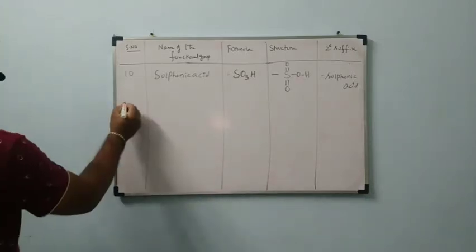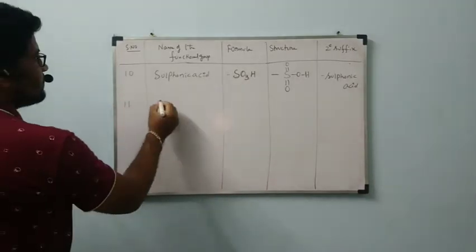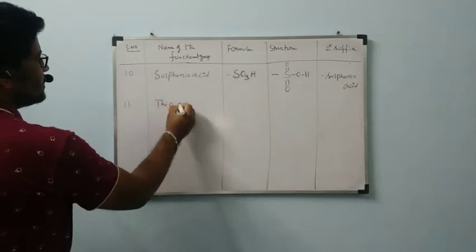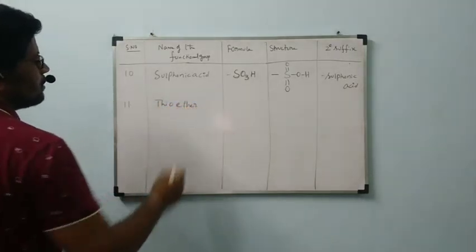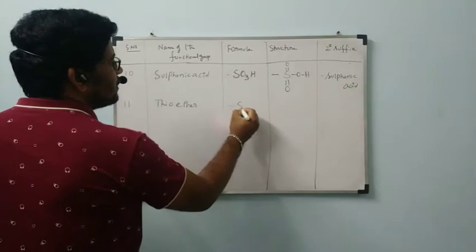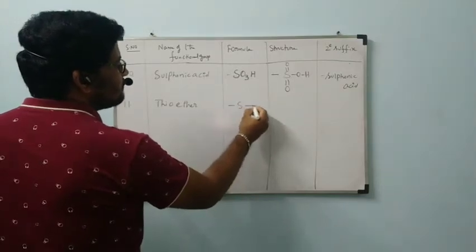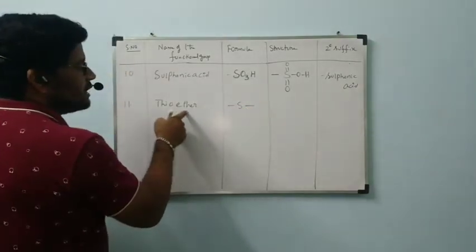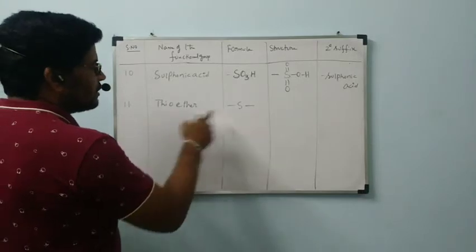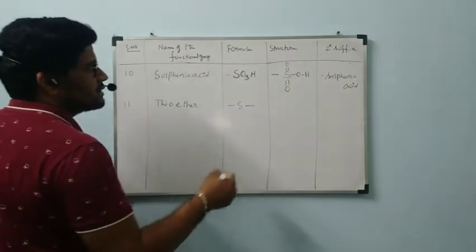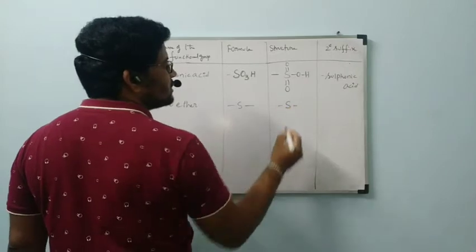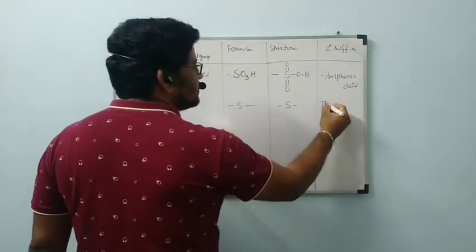Next, eleventh one. Name of the functional group: thioether. Formula: instead of oxygen we have sulfur. In ether we have oxygen; in thioether we have sulfur, like this. Structure is also the same as it is. Secondary suffix: thioether only.